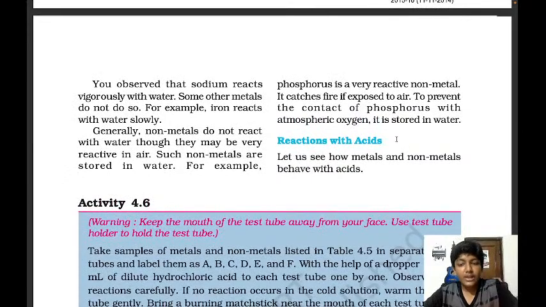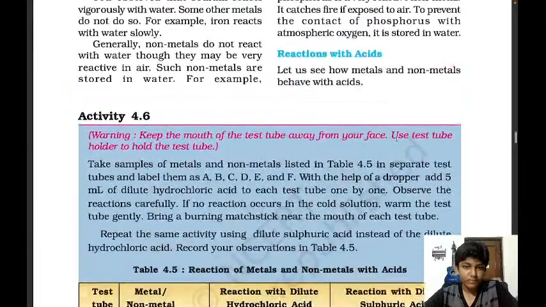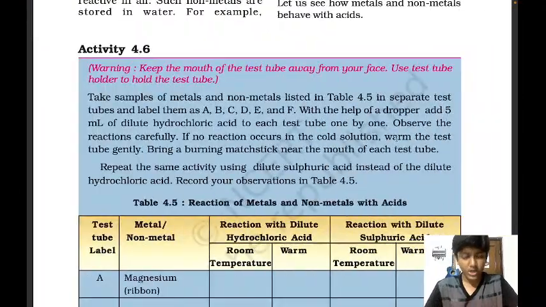Reaction with acids. So let us see how metals and non-metals behave with acids. So let's do this activity first, right? This activity is important. Take samples of metals and non-metals listed in table 4.5 in separate test tubes and label them as A, B, C, D, E, F. With the help of a dropper, add 5 milliliter of dilute hydrochloric acid to each test tube one by one. Observe the reactions carefully. If no reaction occurs in the cold solution, warm the test tube gently.